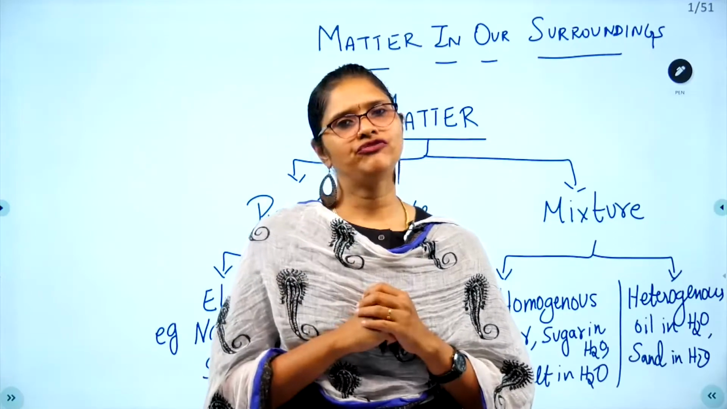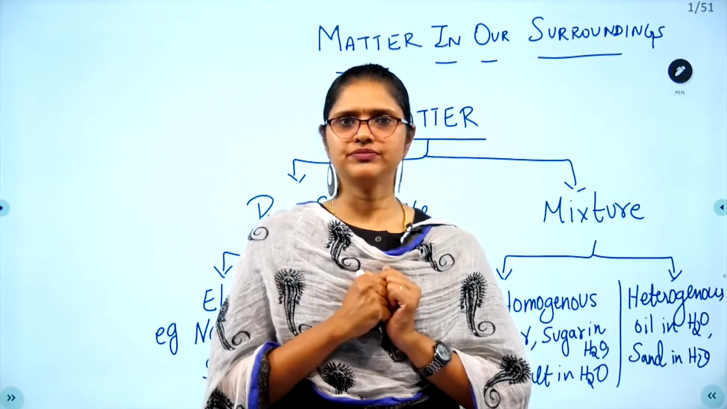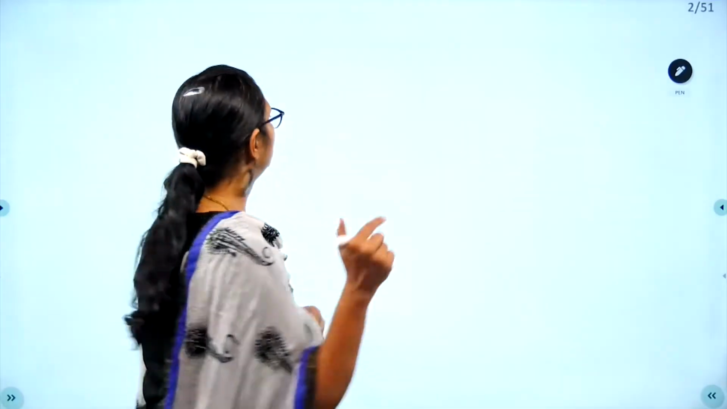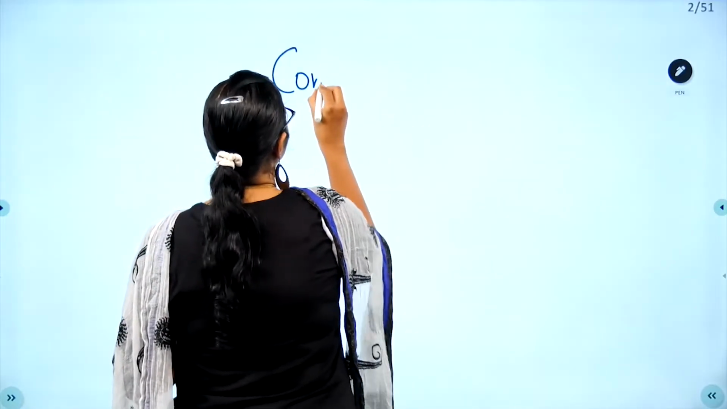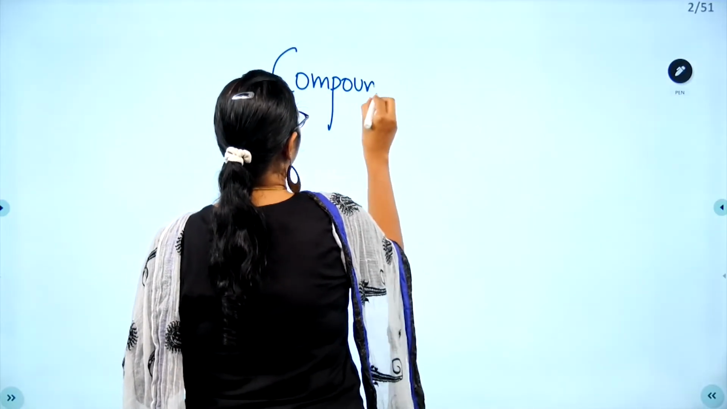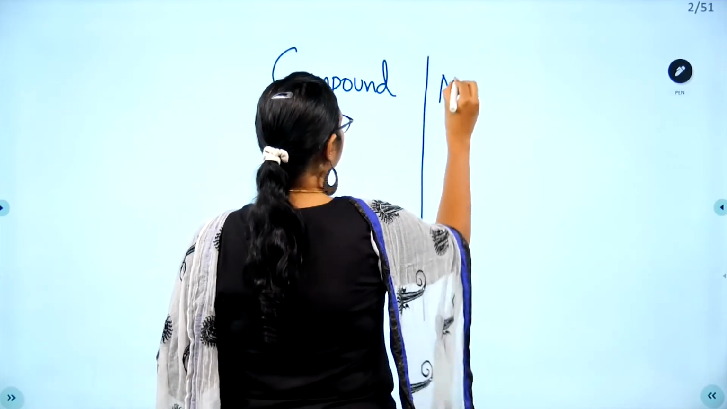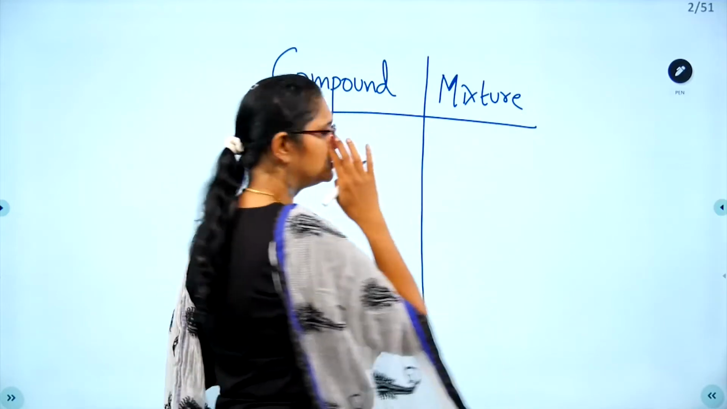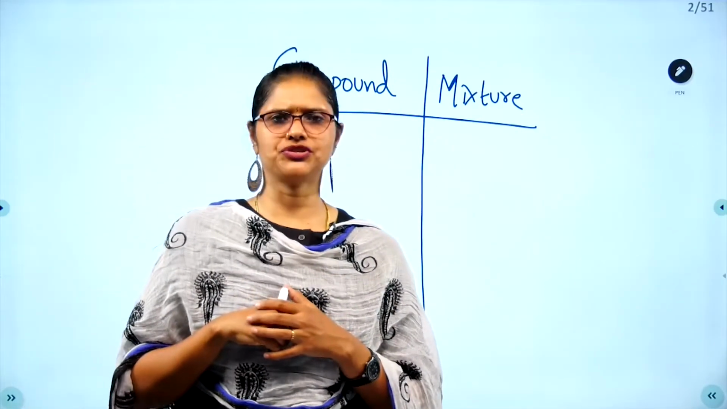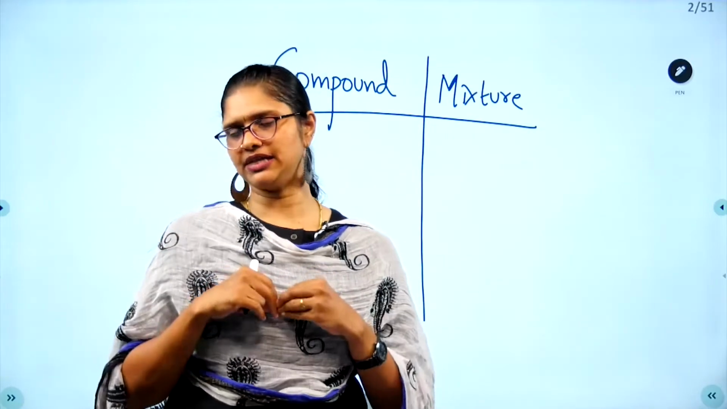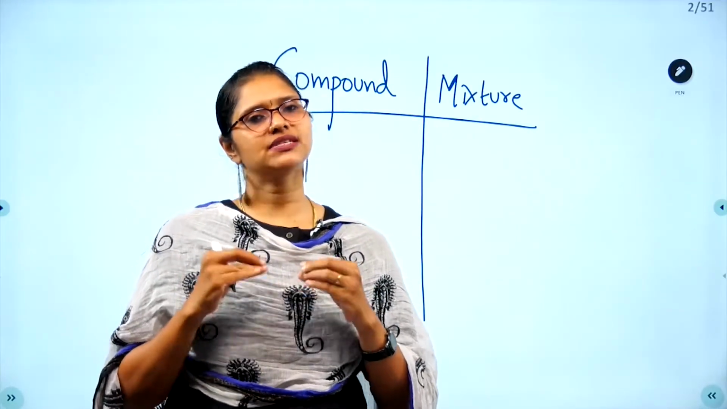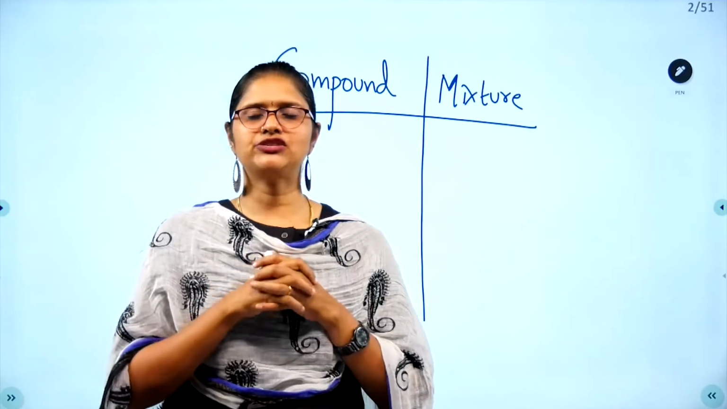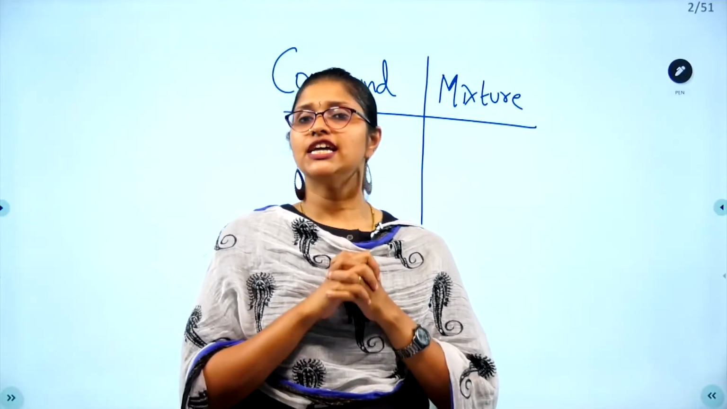So now I am going to give you the difference between compound and the mixture, right? So now let us go to the next slide. Compound, mixture. So what is the difference between compound and the mixture? When you take different elements and they combine in a fixed ratio, it's called compound. Am I right? When two or more elements combine together in a fixed proportion, it's called compound.